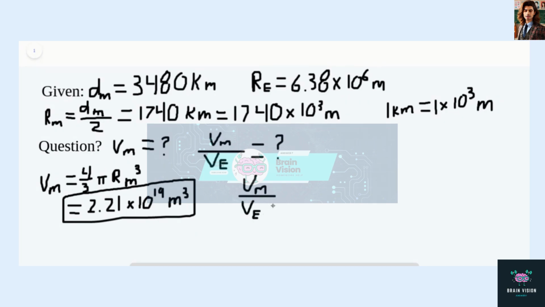Volume of the moon, volume of the Earth, again, approximating both of them to be spheres. You have 4/3 pi times the radius of the moon cubed divided by 4/3 pi times the radius of the Earth cubed. Well, the 4/3 pi cancel in both instances, right? And so we're going to be left with the radius of the moon divided by the radius of the Earth, cubed.